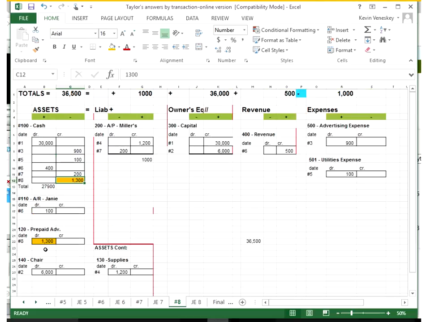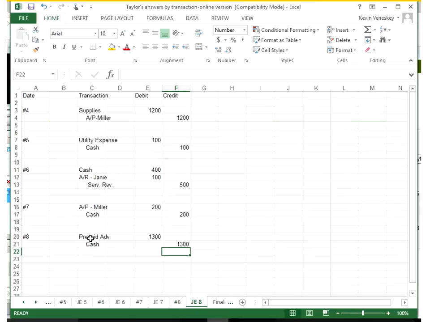Now this one with the assets, notice that both items happened on the same side of the equation. So my assets went up $1,300, but my assets also went back down $1,300. So they balanced themselves out on the same side of the equation. Nothing happened over here. It's just zero. Do the journal entry, debit my prepaid advertising, credit my cash.